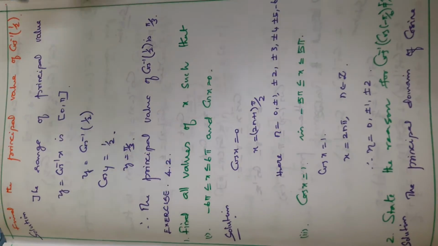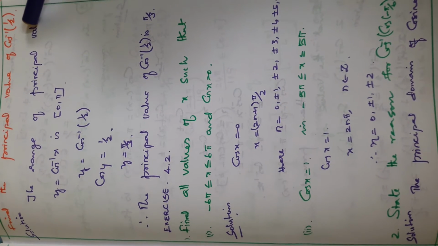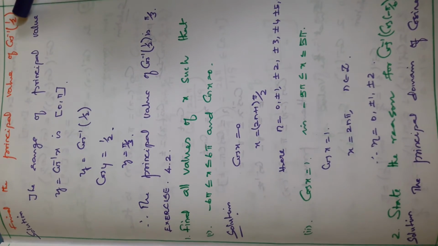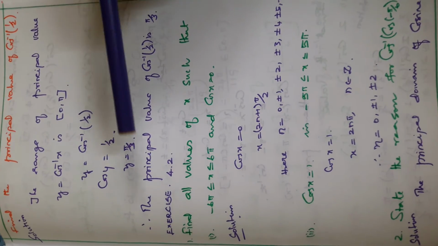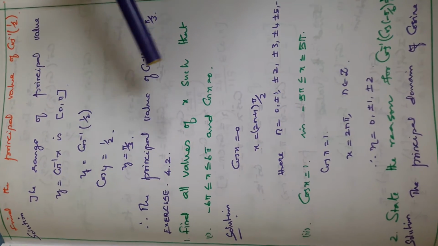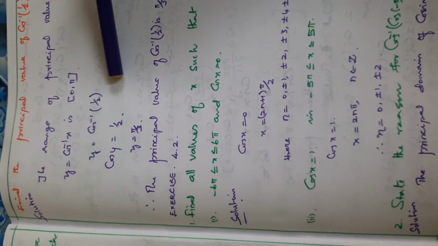For you, one more example. The principal value of cos inverse of 1 by 2. Find the principal value of cos inverse of 1 by 2. You know that cos 60 is 1 by 2. So then you can write directly the principal value of cos inverse of 1 by 2 is pi by 3. So this is exercise 4th question.